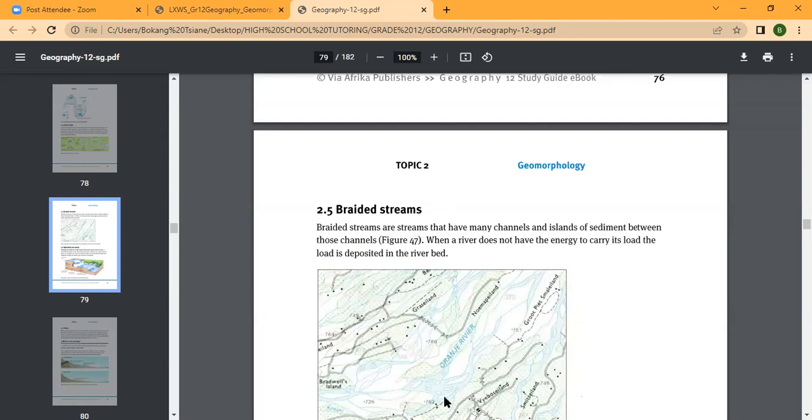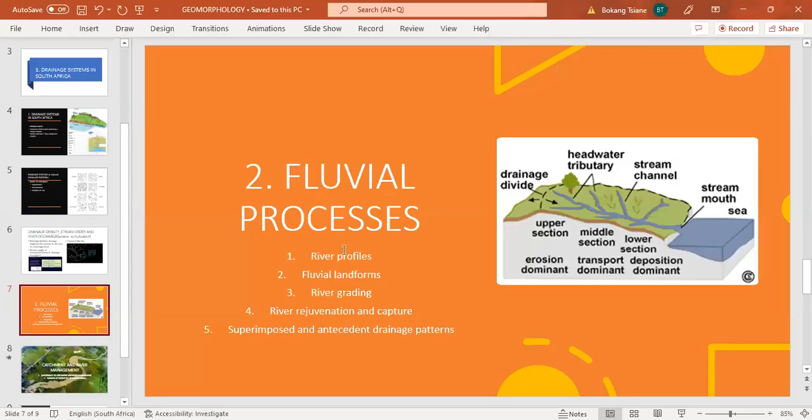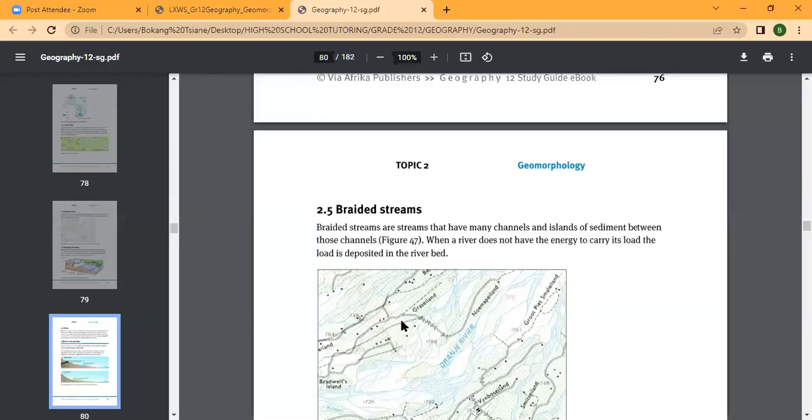So let's go back to our slide. We have done the river profile, the source, the mouth, the processes that occur. We have looked at the fluvial landforms, and then we need to look at river grading. So let's look at river grading in the textbook.